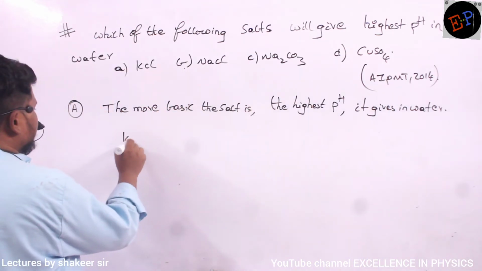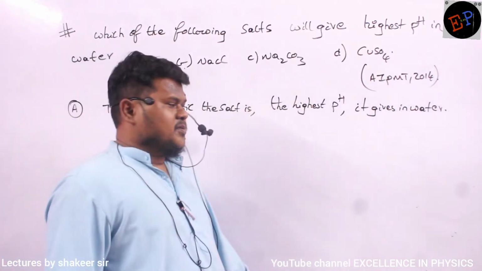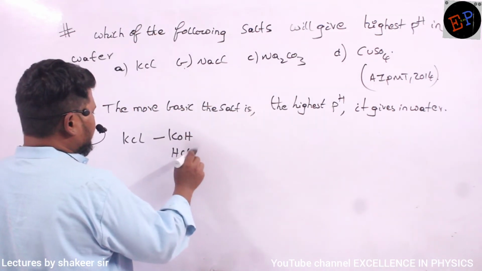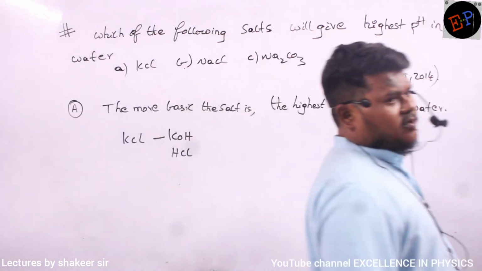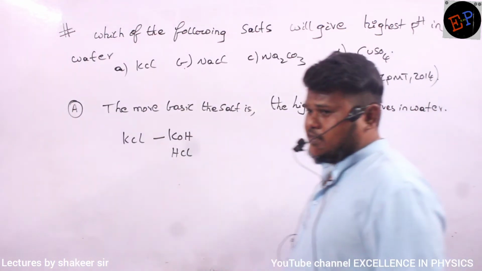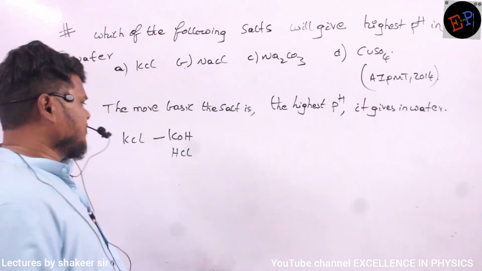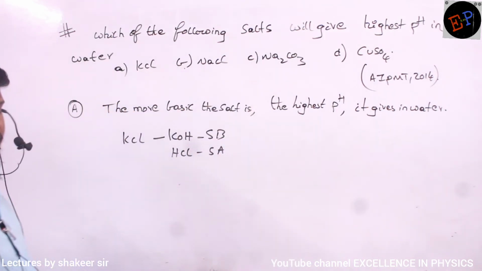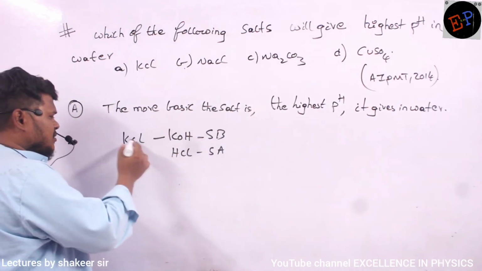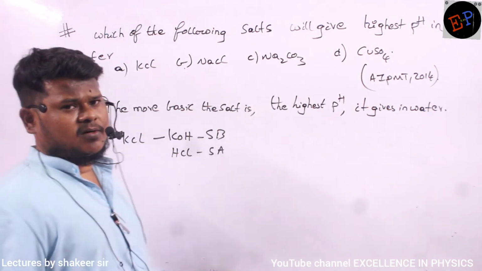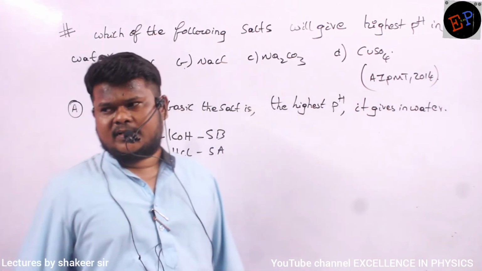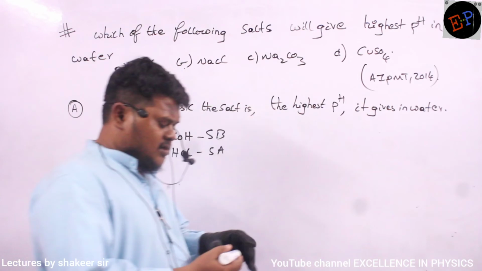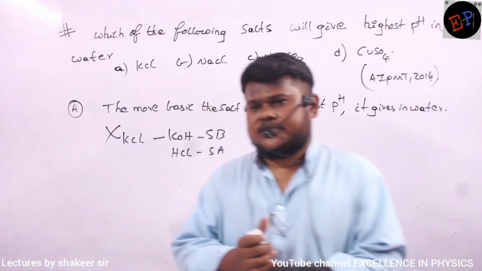For example, if you take KCl. Okay. So KCl is the salt of what? It is the salt of KOH and HCl. What about KOH? Strong base. HCl, strong acid. Okay. So first of all, this KCl does not take part in hydrolysis. Therefore, this cannot be my right answer because it is a salt of a strong acid and a strong base. Are you able to understand?